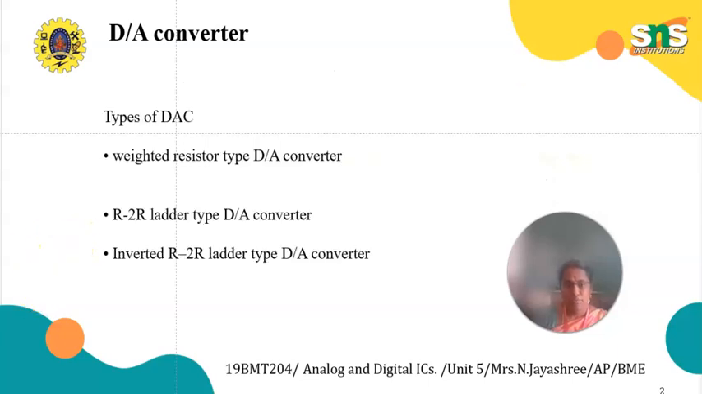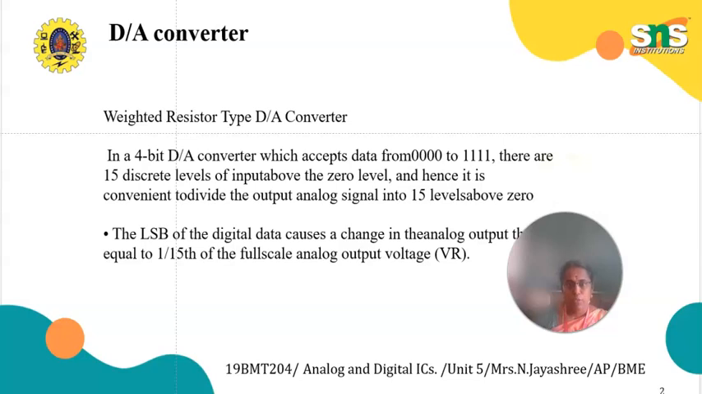Next, there are various types of digital to analog converter. Number one is the weighted resistor digital to analog converter. Number two, R-2R ladder. Number three, inverted R-2R ladder type. First, the weighted resistor type digital to analog converter.